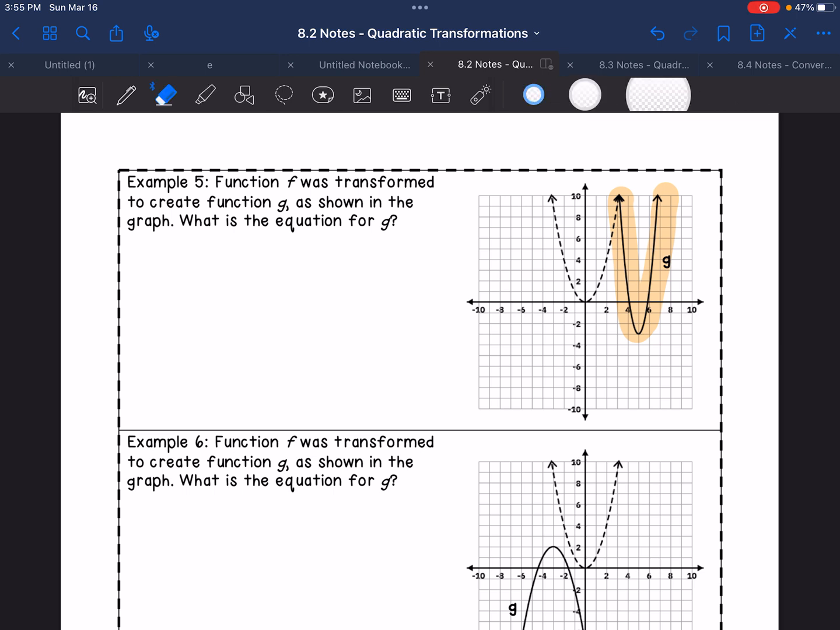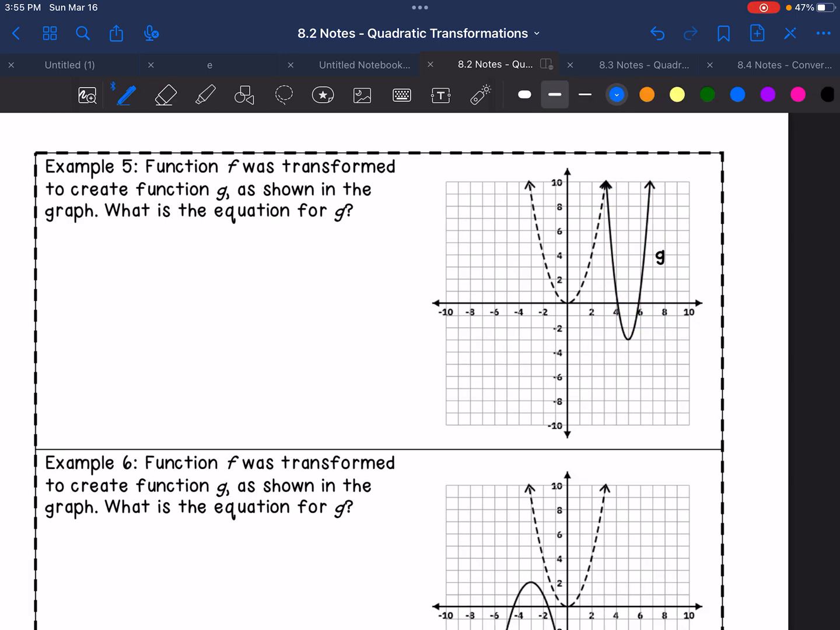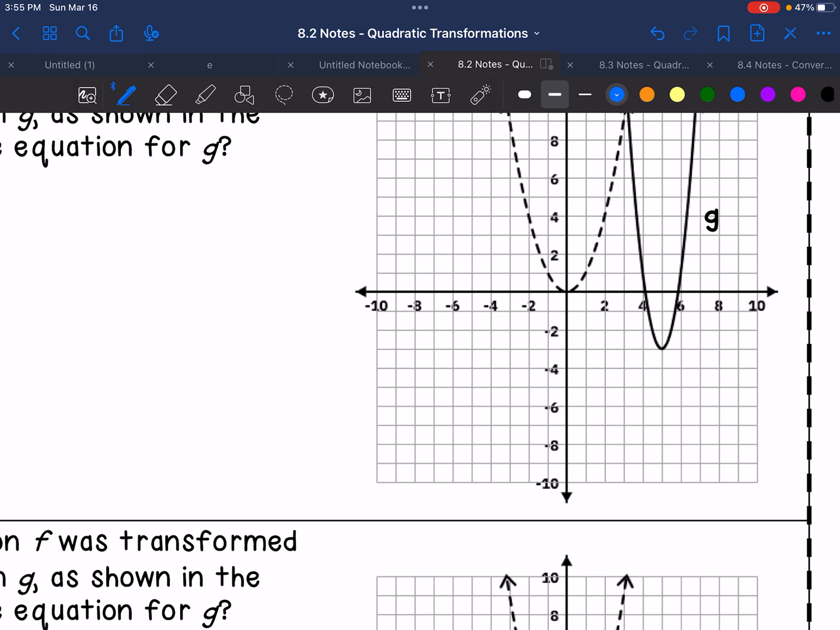So first thing I like to do is see if there's been any translations, if we have moved the vertex to a new place, because a translation is the only thing that's really going to move that. And so originally our vertex was at 0, 0. Now we have moved down by 3, and we have moved to the right by 5, because my new vertex is at 5, negative 3.